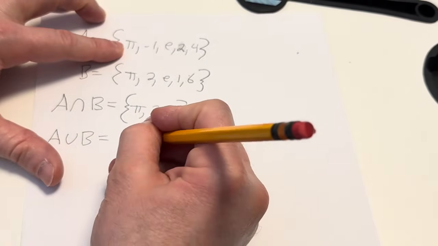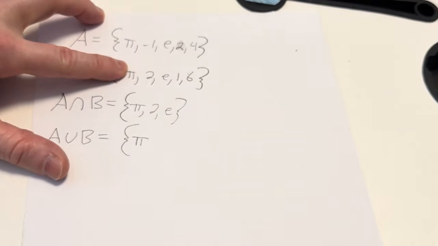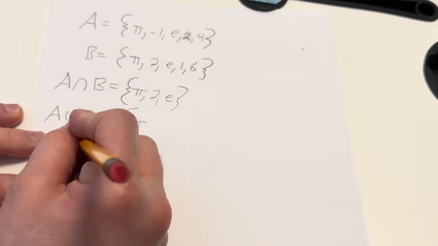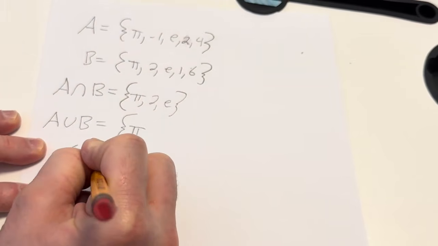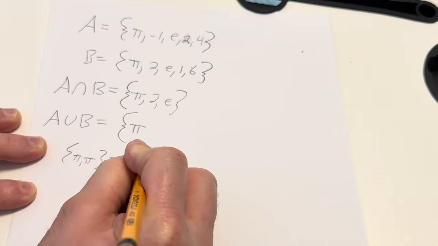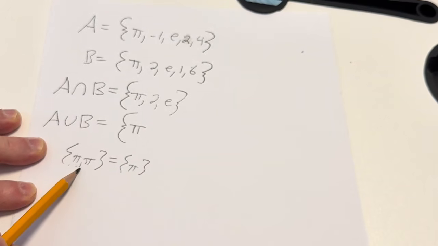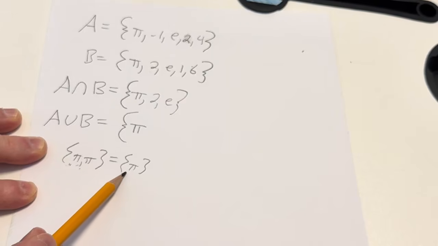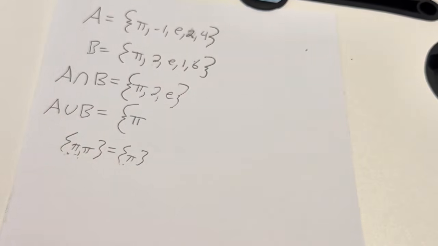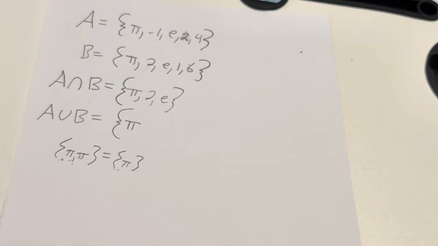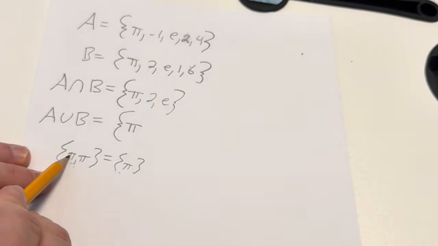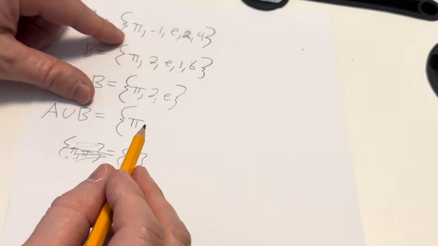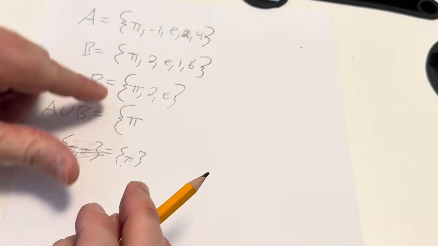So pi. Now, notice pi is here and pi is here. You don't have to write it twice, right? If you have the set pi, pi, that's the same thing as the set pi, right? This is the set containing pi and pi. This is the set containing pi. There's no reason to say it twice, so you only have to write the pi once because sets are about containment. When you're talking about sets, you're talking about what's in the set, what's out of the set, what belongs to the set. If pi is already in the set, it can't be in the set twice. So redundant. So just because they both contain pi doesn't mean you write it twice.